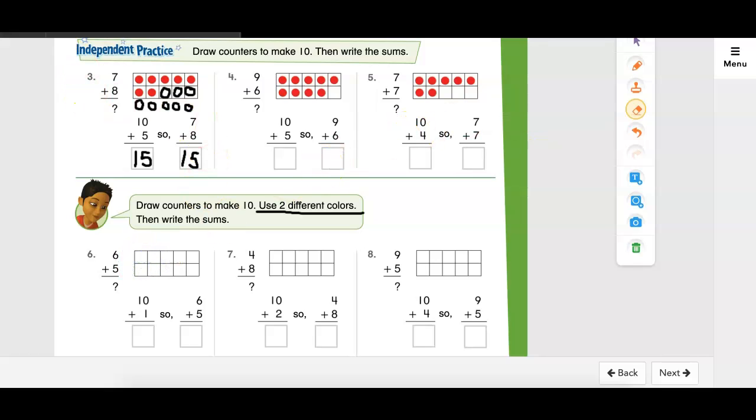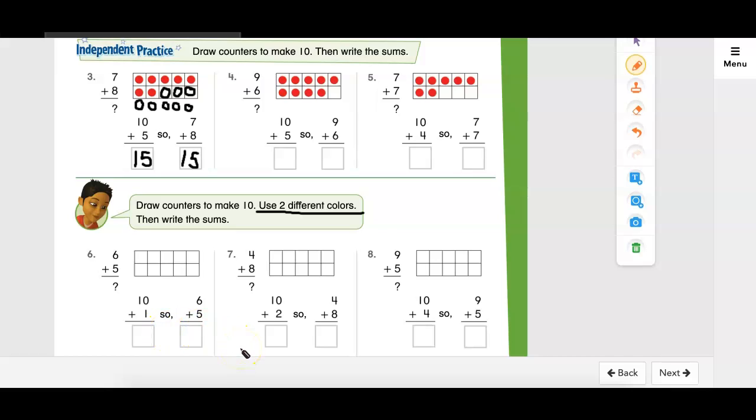That would work just fine. So for numbers 6, 7, and 8, it's just what we've been doing so far, except it does not have counters filled in for you. It wants you to fill in your own, and that's why I asked you to use 2 different colors, so that you could see what your red counters would look like and then what your counters that you made look like. So on number 6, you are going to fill in 6 counters. You can just write that with your pencil: 6 counters on the tens frame, and then you need to add 5 more, and then write the sums.